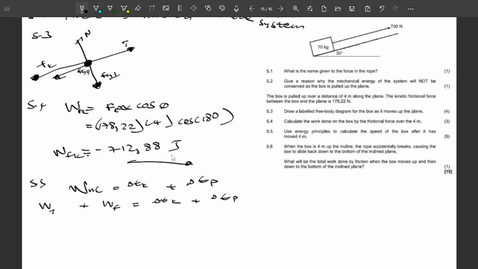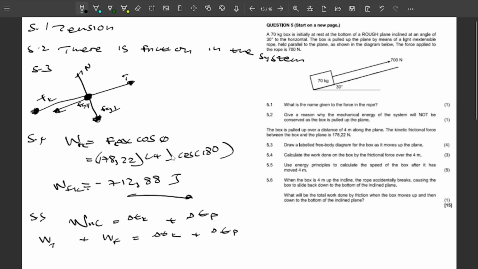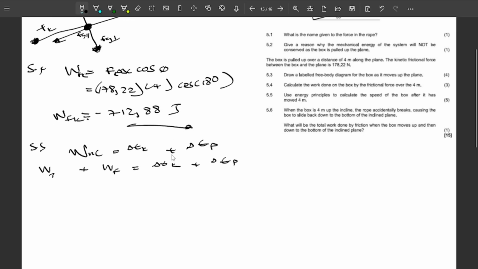Good. Now from there on, what do I know about the tension? The tension, I know that 70, oh sorry, it's the force applied to the rope. Okay, so the tension, basically we have been given it.